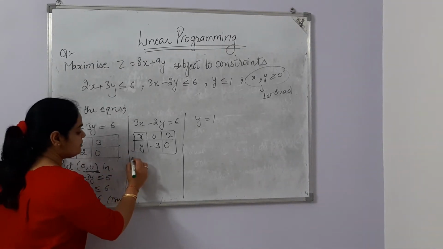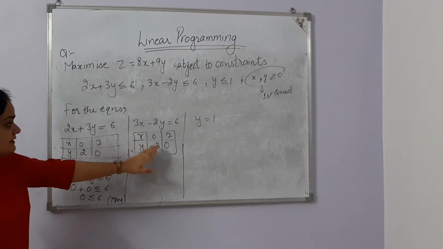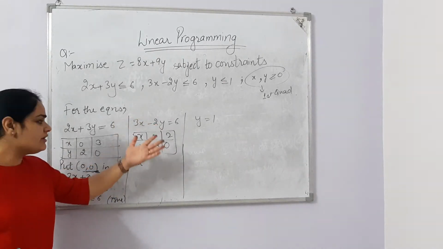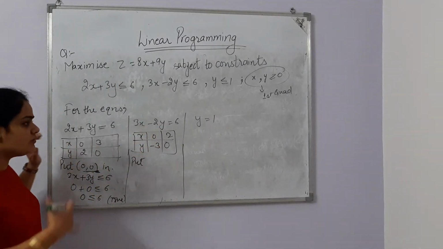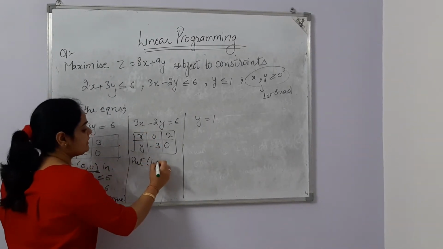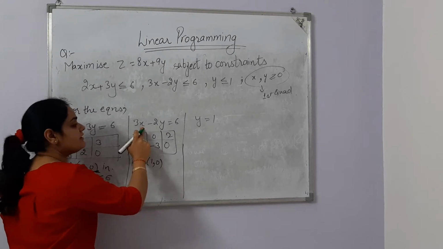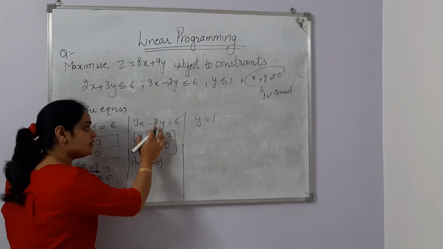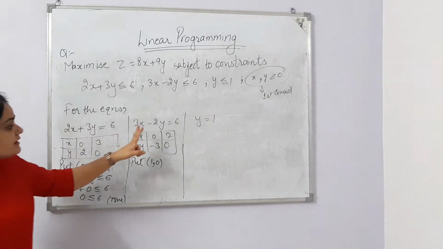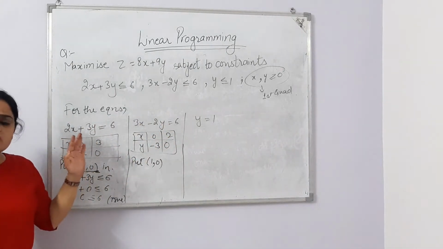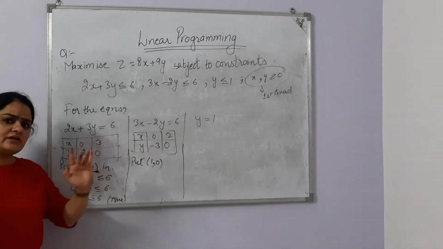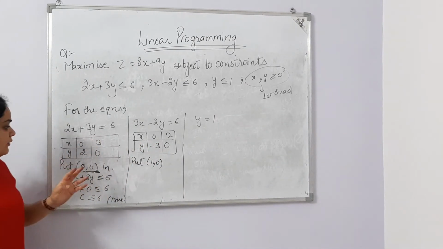Now let's take another point for this line. Again, the easiest point is 0, 0, or you can take 1, 0 even. Let's take 1, 0. 3 ones are 3, minus 2 zeros is 0, so 3 minus 0 is equal to 6? Not true. So that means 1, 0 is not lying on the line. You can take 0, 0 as well, because 0, 0 is also not lying on this line. So you can take any of the points. I'm just taking another point so that you feel comfortable.